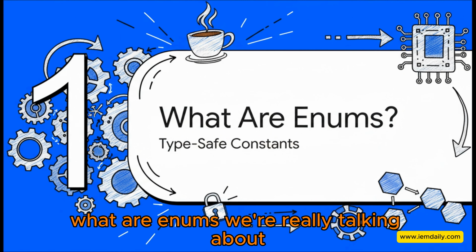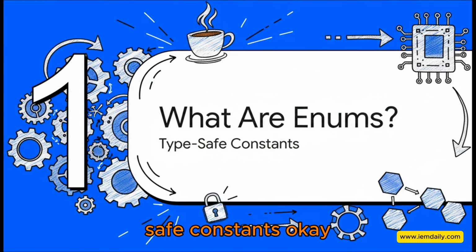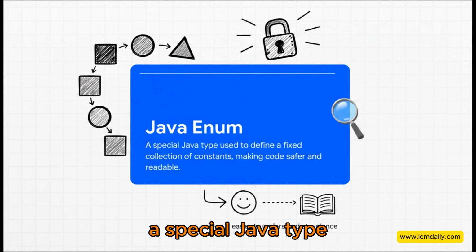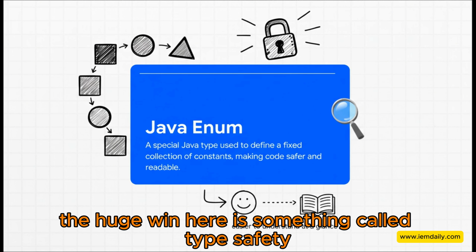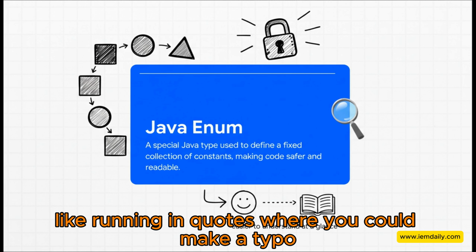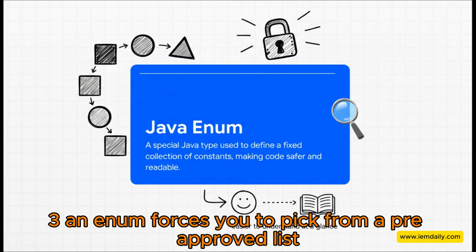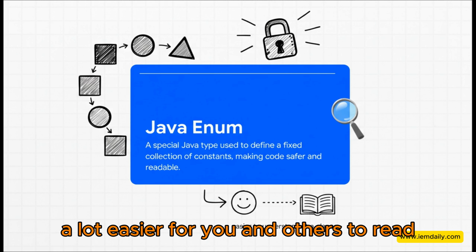What are enums? We're really talking about the foundation of what we call type-safe constants. An enum is basically a special Java type that lets you create a fixed group of constants. The huge win here is something called type safety. Instead of using messy strings like "running" in quotes, where you could make a typo, or numbers like 1, 2, 3, an enum forces you to pick from a pre-approved list. This makes your code so much safer and honestly a lot easier for you and others to read.